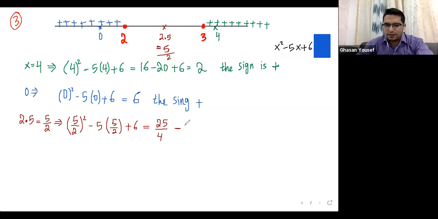5 times this, what do I get? 5 times 5 is 25 over 2. Yes. Now this plus 6. Because the denominator is different here, actually 6 over 1, we should make the denominator equal. What should we multiply this fraction by to make all of them equal, or we have to find the least common denominator like we learned before. What is the least common denominator between 4 and 2 and 1?